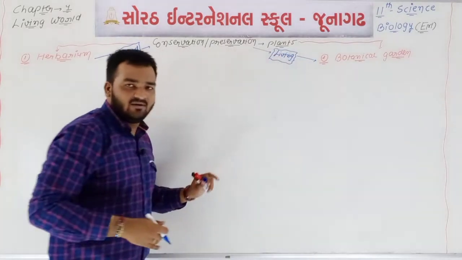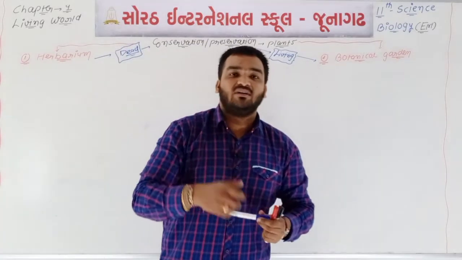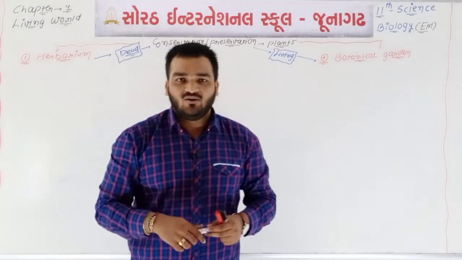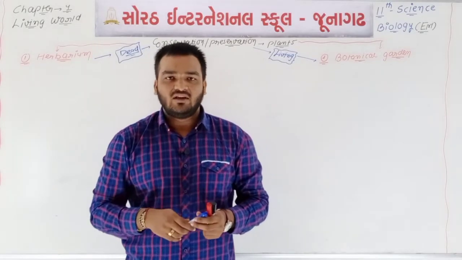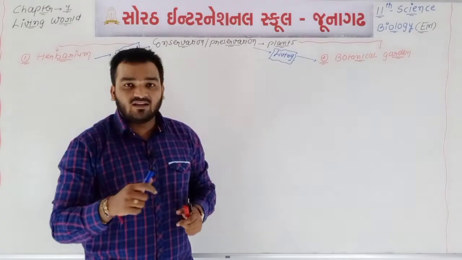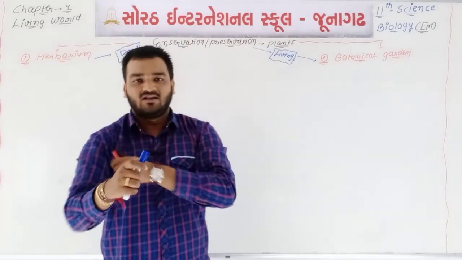The people of Junagadh are aware of the Moti Bagh. You know that Moti Bagh is one type of botanical garden. It is written above the gate of Moti Bagh, you will read it when you go. So Moti Bagh is one type of botanical garden in which all the living plants are there.